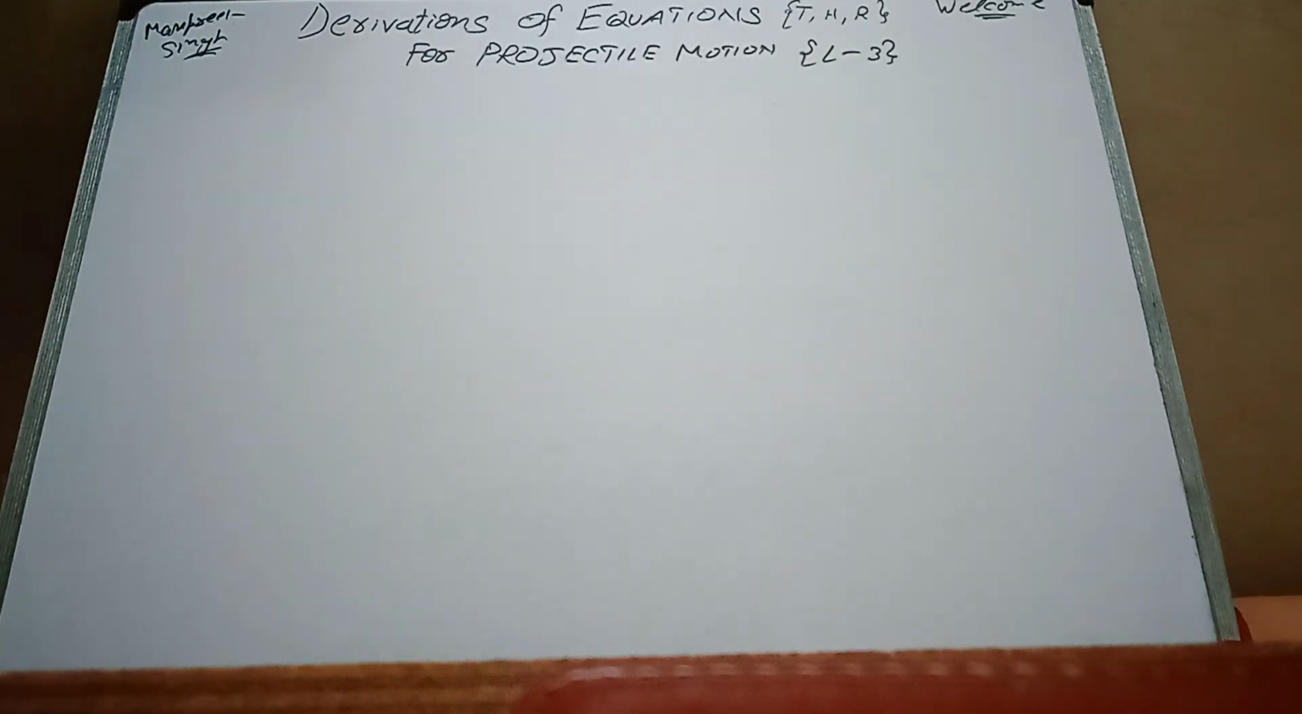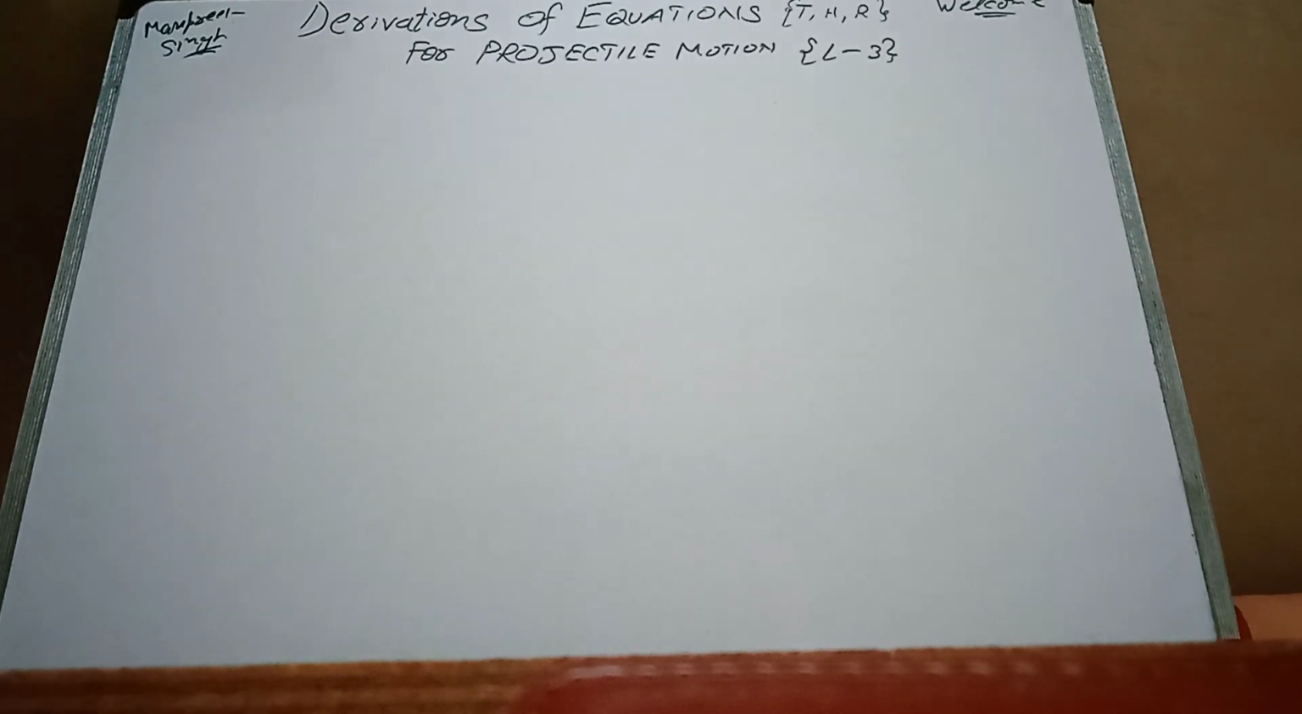I have uploaded two lectures of projectile motion. In the first lecture I introduced you to projectile motion and its significance. In the second lecture I told you about the trajectory of projectile motion, its equation, its derivation, and Galileo's law of independent motions. And in today's lecture we are going to discuss the derivations of the equations for projectile motion.